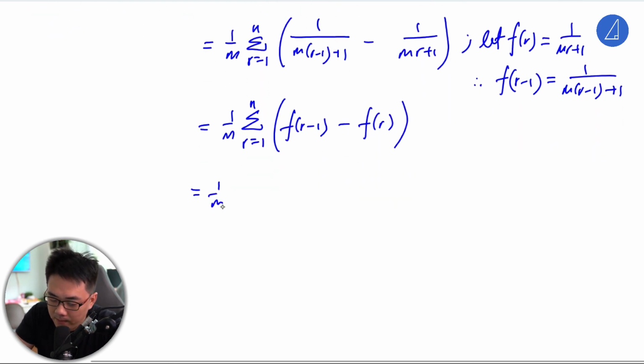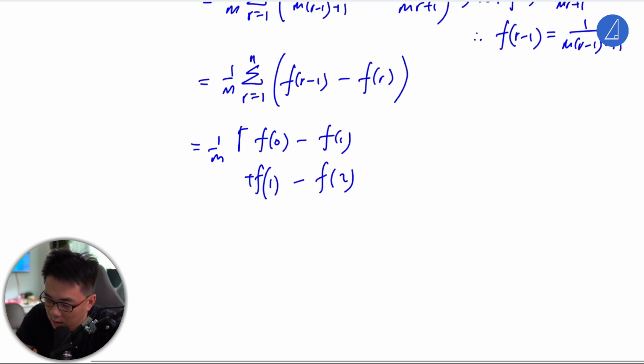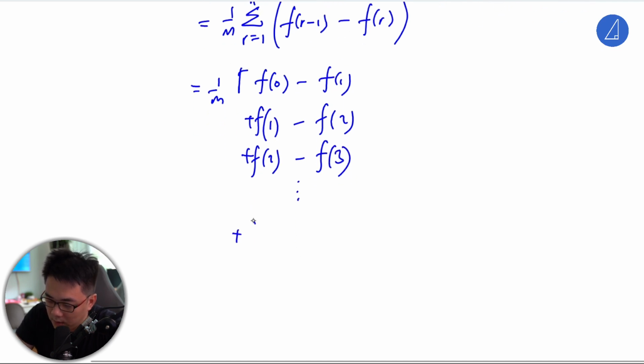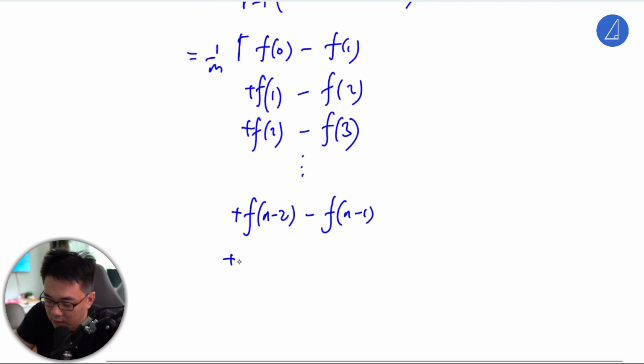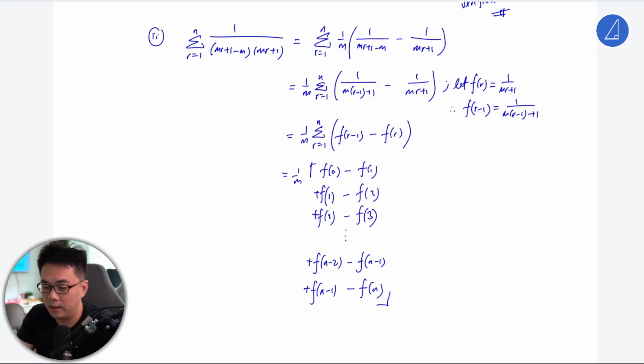So what I will do is 1 over m, then there will be f(0) minus f(1) plus f(1) minus f(2), then f(2) minus f(3), and so on to the last few terms. Usually what I suggest is writing the last 3 terms, but in this case here I think last 2 terms will be okay also. So plus f(n-2) minus f(n-1) plus f(n-1) minus f(n). Okay, there you go. So once this is done, we can continue.